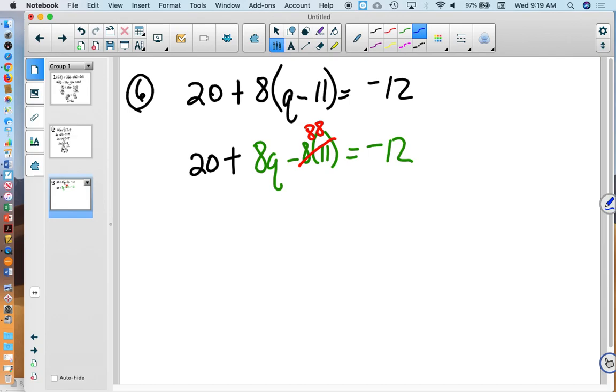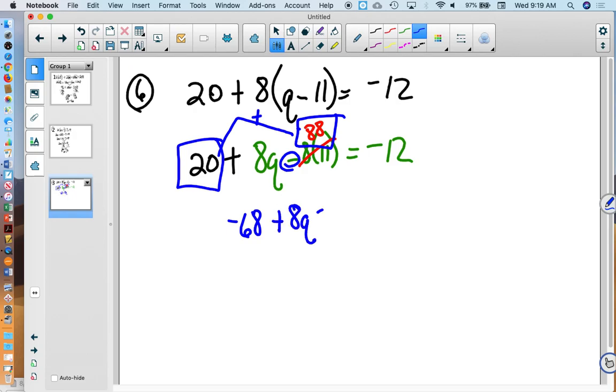88. Okay, do you see that? Okay, so I can combine 20 and 88, and 20 plus 88. You have to subtract it. Yes, I do have to subtract it because of that right there. Okay, so if I add opposite, 88 and 20, I have a negative 68 plus 8q equals negative 12. Do you agree with me there?